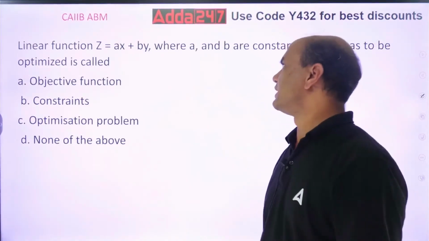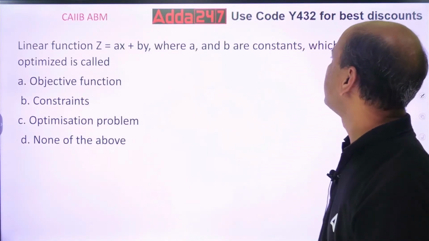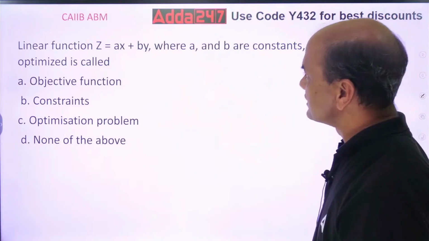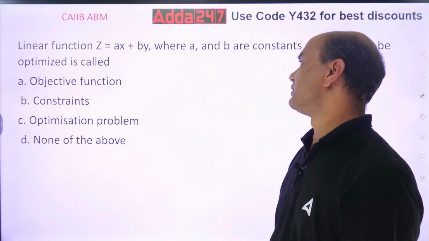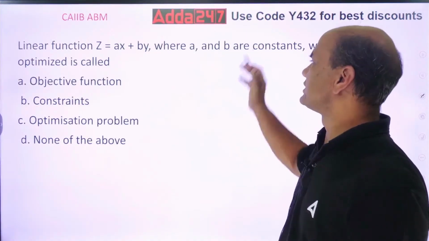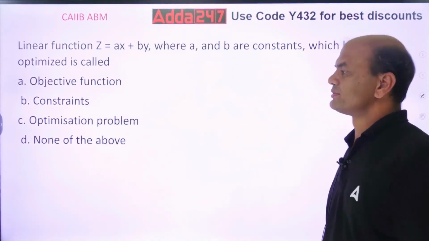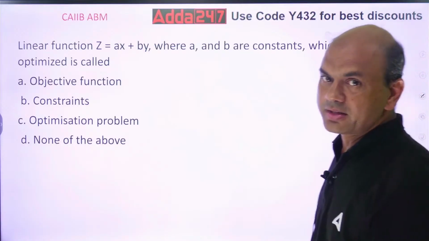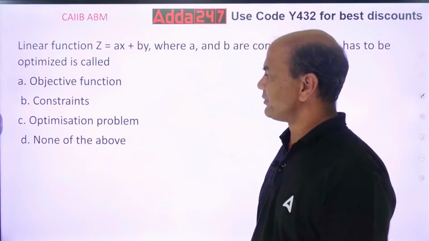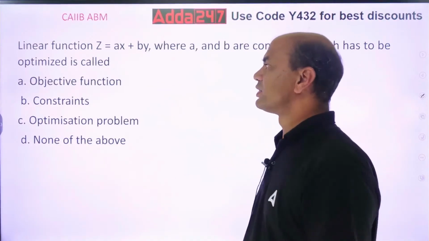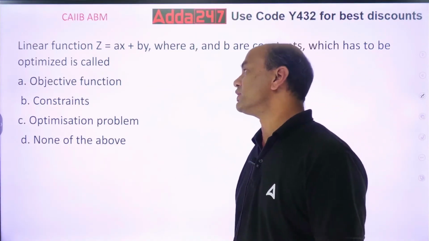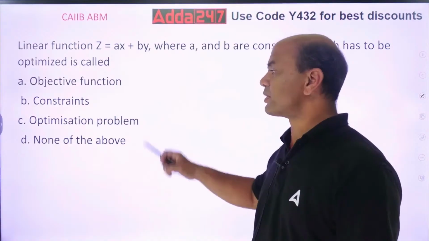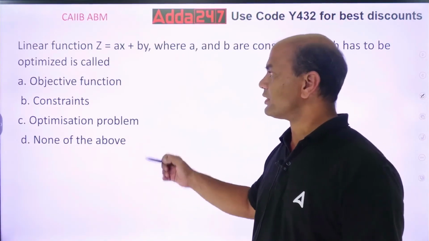Linear function Z equals ax plus by, where a and b are constants, which has to be optimized, is called as? Now a and b are obviously constants, and this has to be optimized. So optimized means what? Optimization is required where? This is an LPP question. So this linear function is called as what? Objective function, constraint, optimization problem, or none of the above.